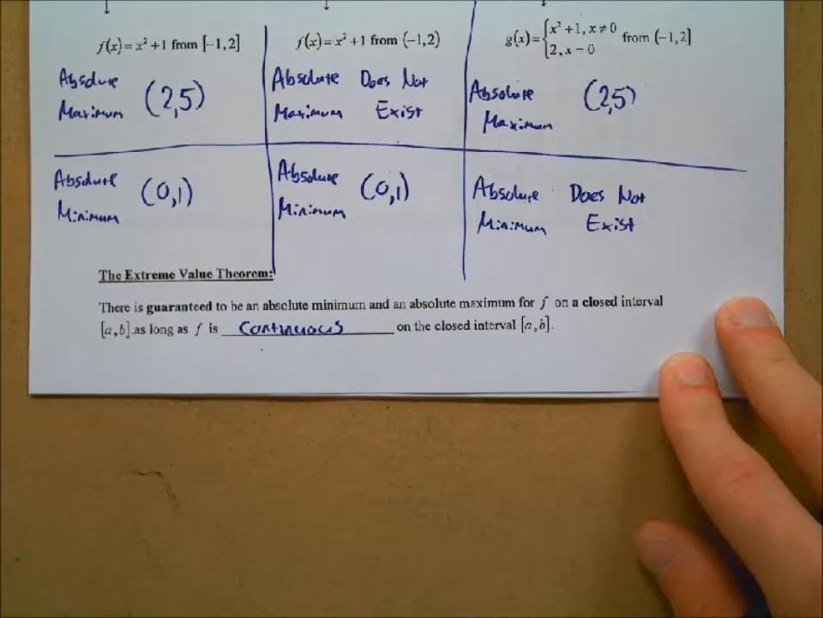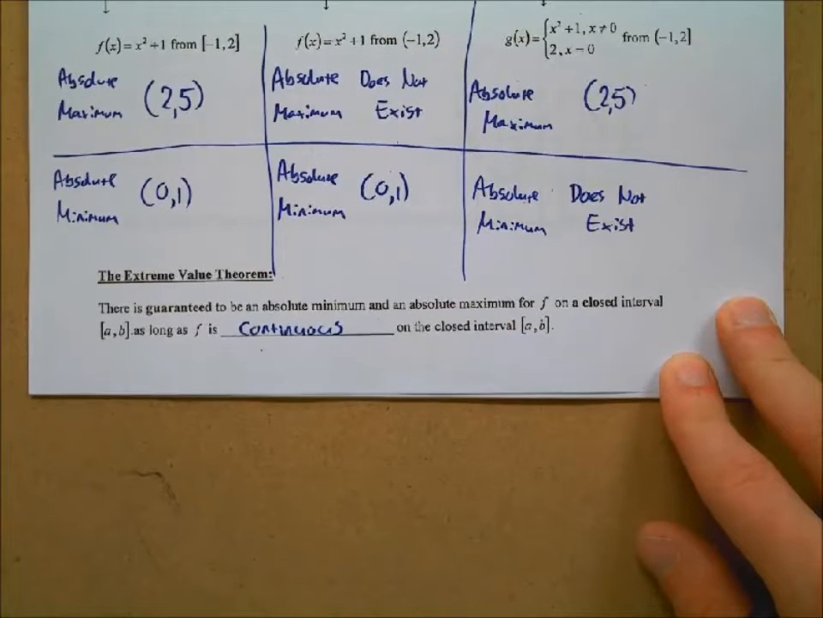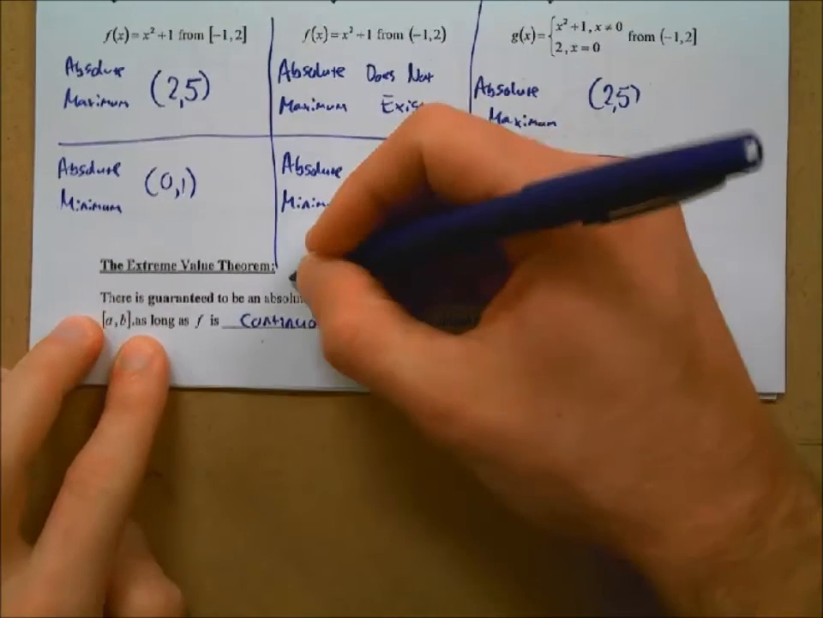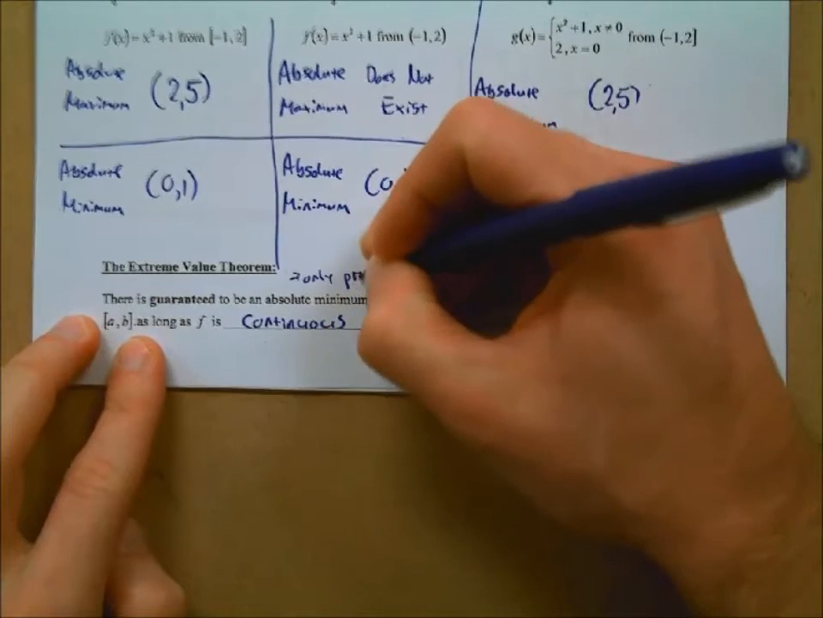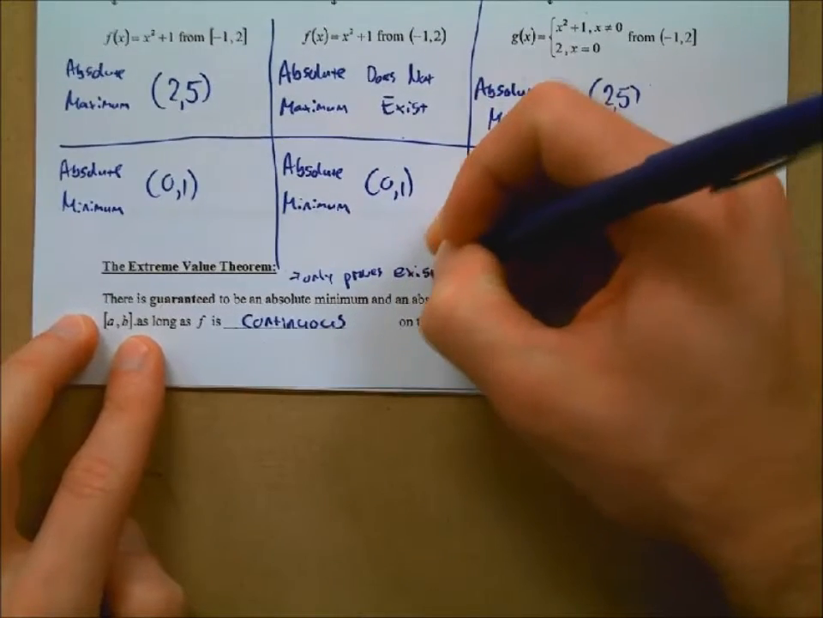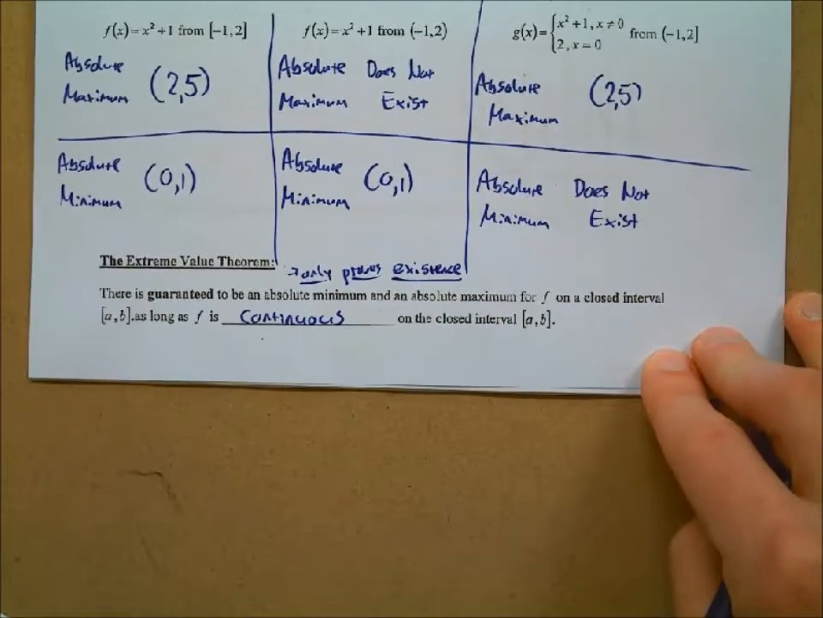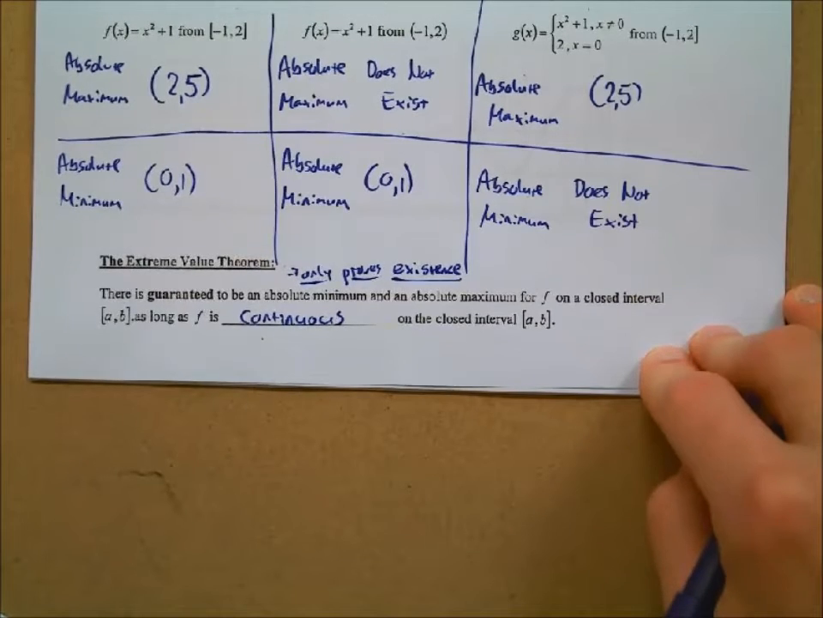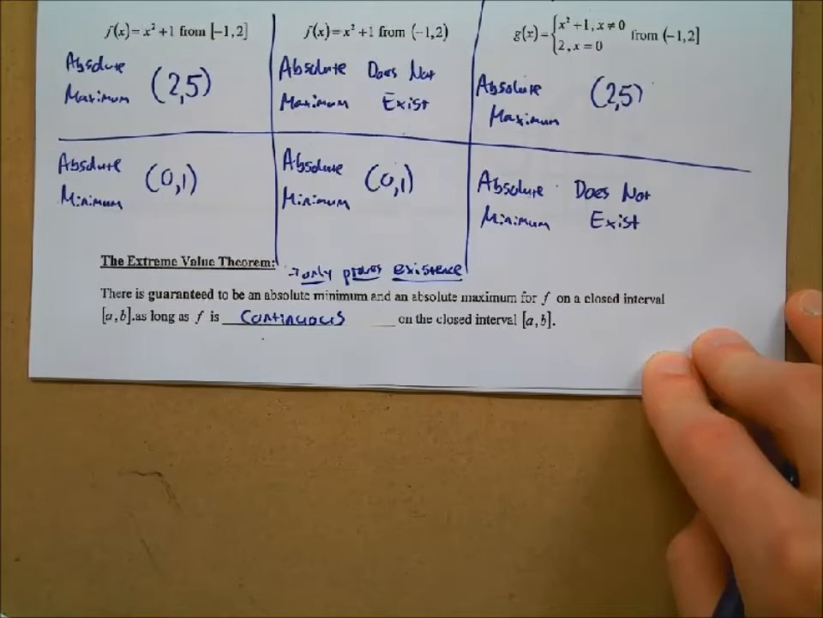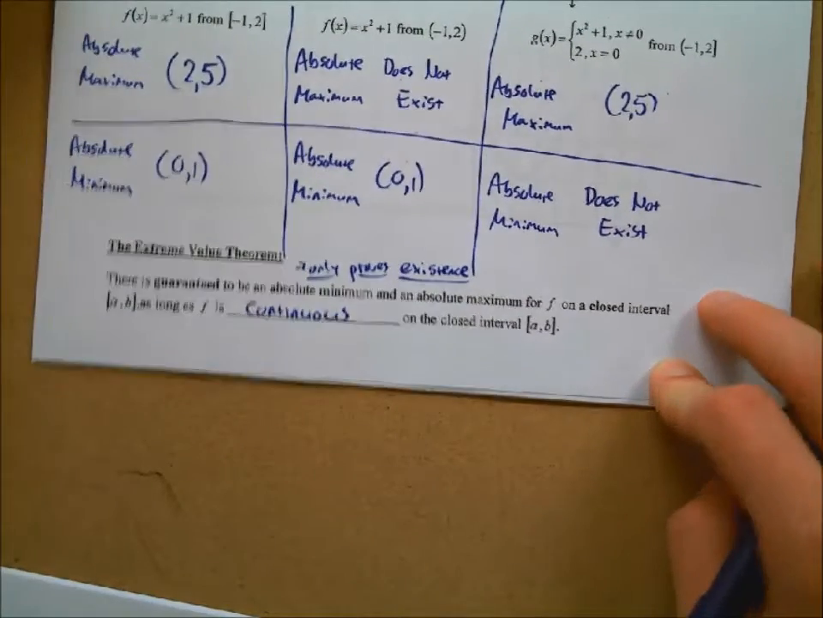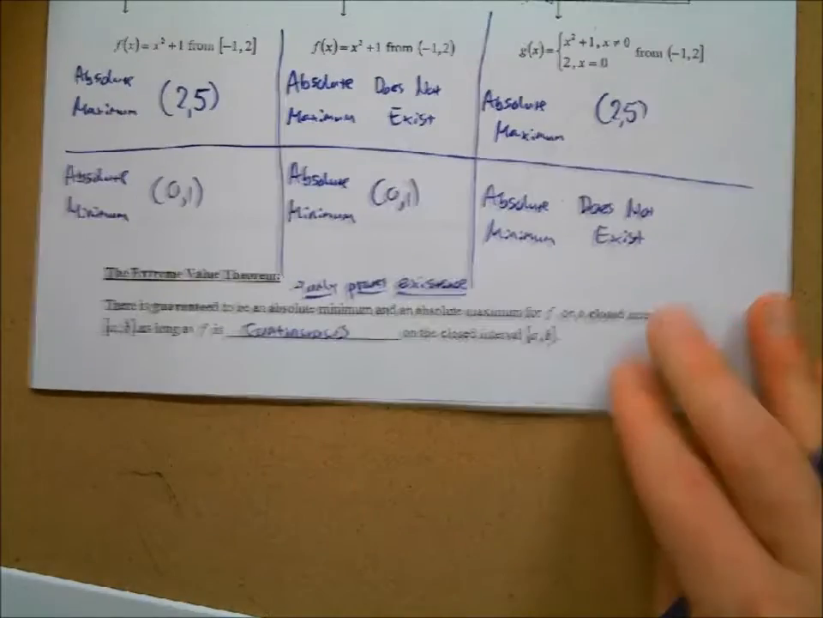Notice what it does not say. It does not say where those points are. So this is merely an existence theorem. It only proves existence, just like the intermediate value theorem. It only proves that there must be a y value between your two y values at your endpoints. It doesn't say where it is. Same thing here. This only proves that there must be an absolute minimum or absolute maximum. So this can be a good justification for certain kinds of problems, but it doesn't help you answer where those solutions are located.